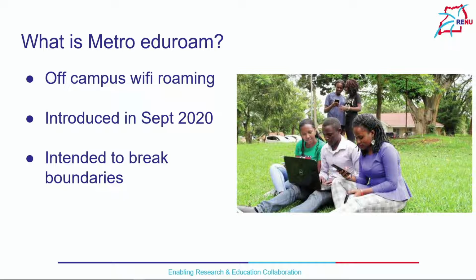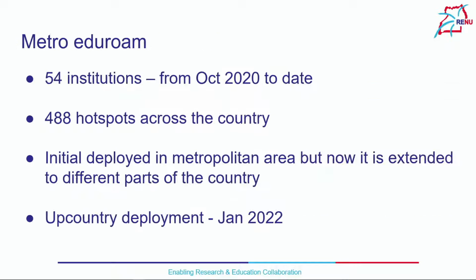And this really helped to break the boundaries: yes, we had the restriction of movement, but people could still get connected and work or do their research. From the time Metro Edirom was introduced in September up to date, we've had an increase in the number of institutions requesting this service, by approximately 54. So we've had 54 more institutions join the service, which is a really good sign, and that was because of Metro Edirom.